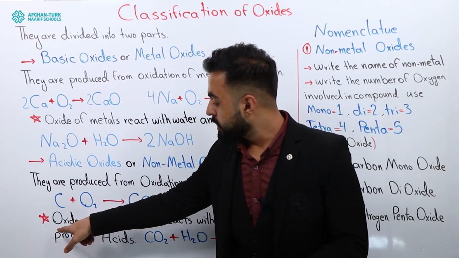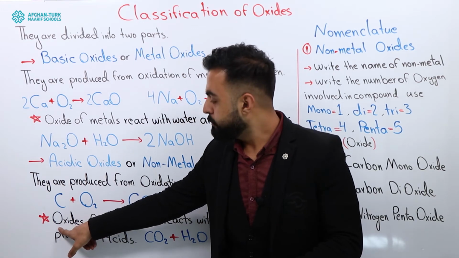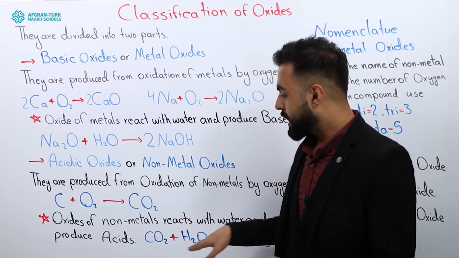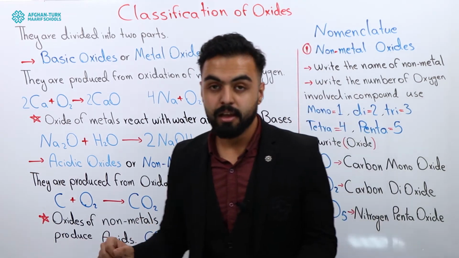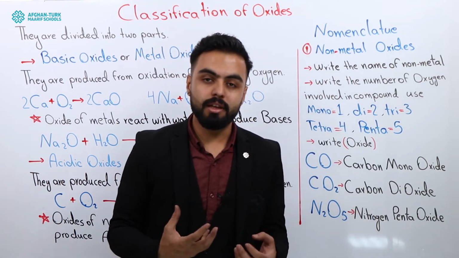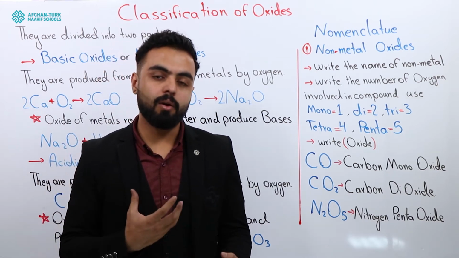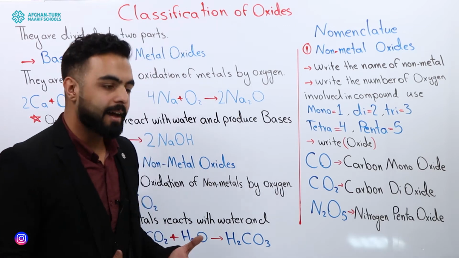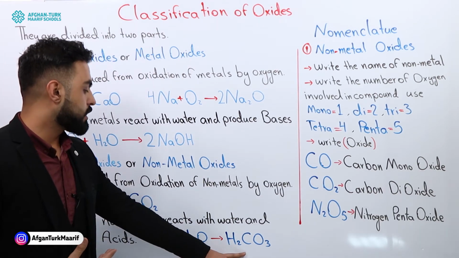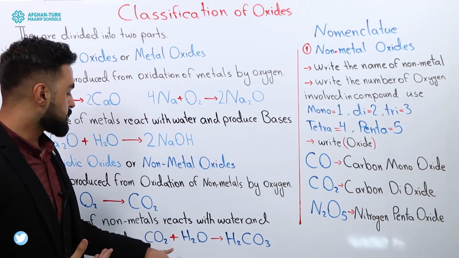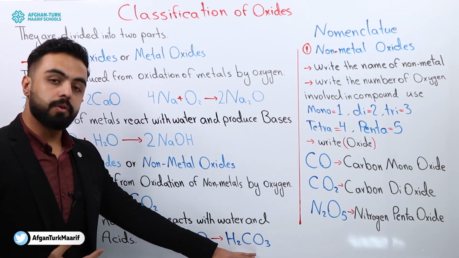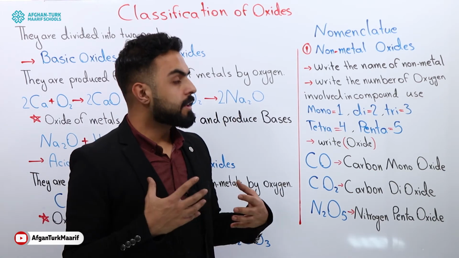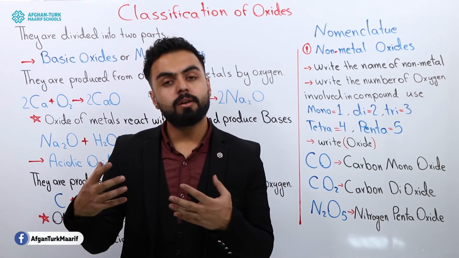Also, there is a note, the same. Oxides of non-metals react with water and produce acid. So that's why we call them acidic oxide, because when they react with water, we will have an acid. Here, carbon dioxide reacts with water and produces acid. So that was all about the types of oxide.